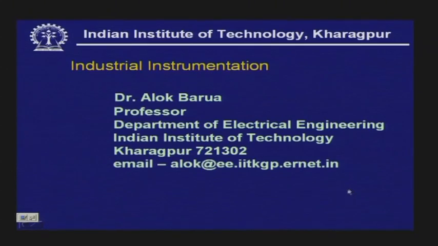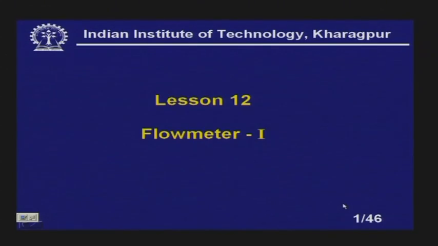Welcome to lesson 12 of industrial instrumentation. In this lesson, we will basically study flow meters. As you know, the three basic process parameters are pressure, temperature and flow. However, if you look at the number of sensors available, or the varieties for particular process parameters like pressure and temperature, it is much less compared to flow.